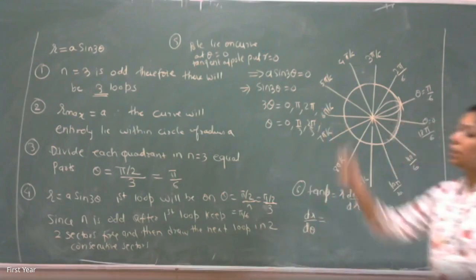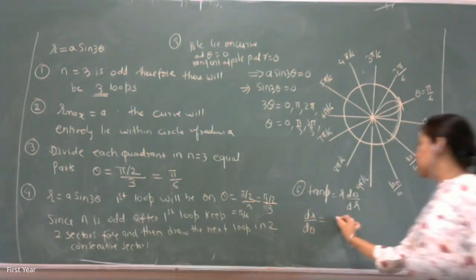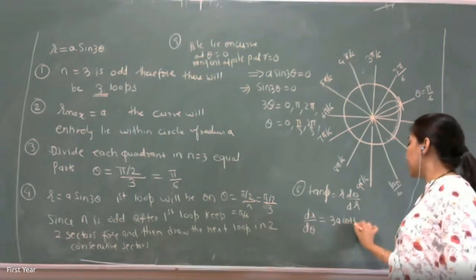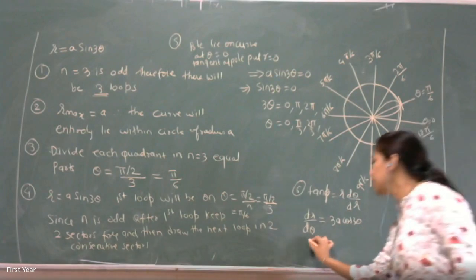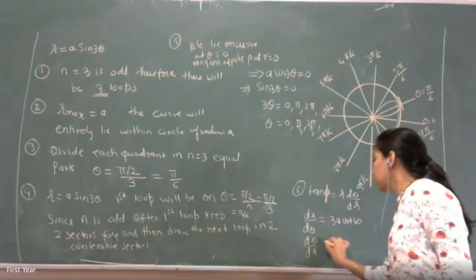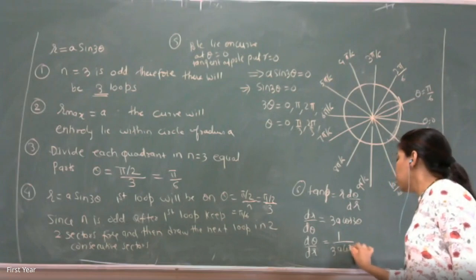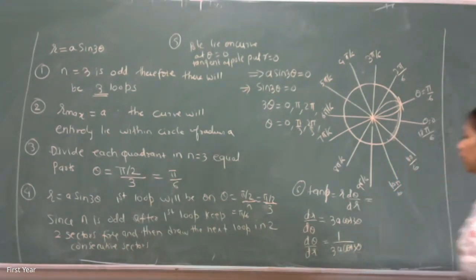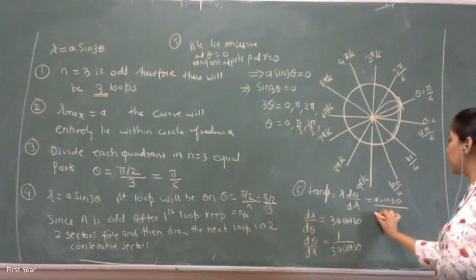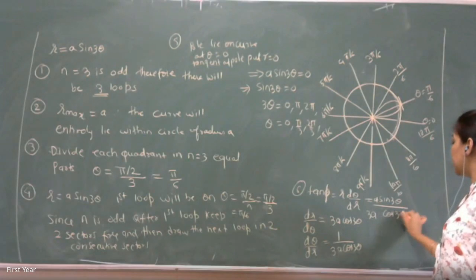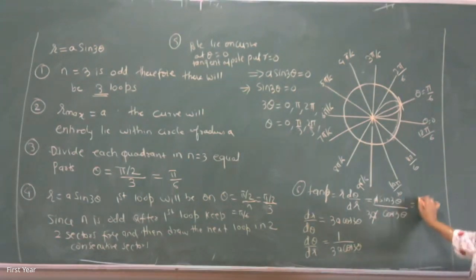Okay, so dr by d theta. What is dr by d theta? dr by d theta is 3a cos of 3 theta. Correct? Derivative of r with respect to theta: a remains as it is, derivative of sine is cos, derivative of 3 theta is 3. So this is dr by d theta. Therefore, d theta by dr will be the reciprocal of this, 1 by 3a cos of 3 theta. And therefore, tan phi is nothing but a sin 3 theta, which is r, divided by 3a cos of 3 theta. So a cancels. This is 1 by 3 tan of 3 theta.